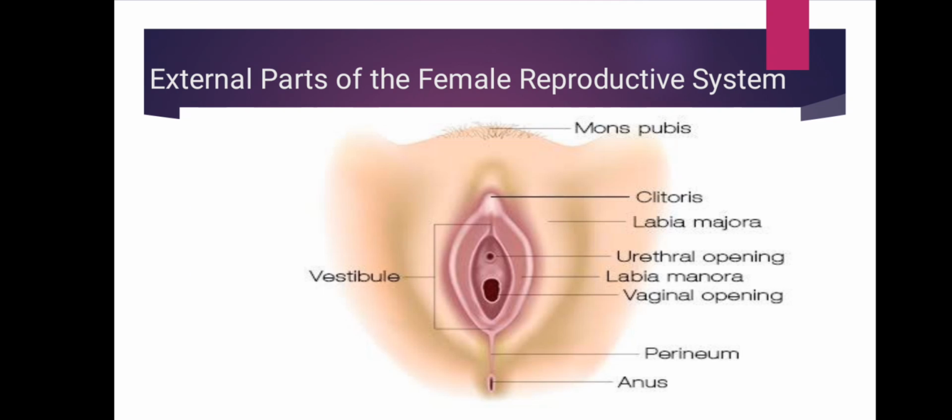The female genitals or vulva includes the parts of the female sexual organs that are on the outside of the body. It contains anus, perineum, vaginal opening, labia minora, urethral opening, labia majora, clitoris, mons pubis, and the vestibule.